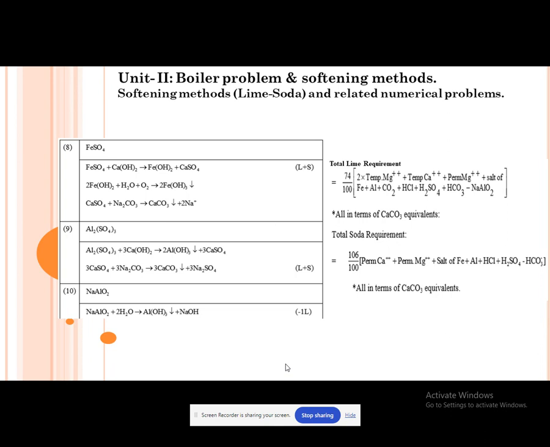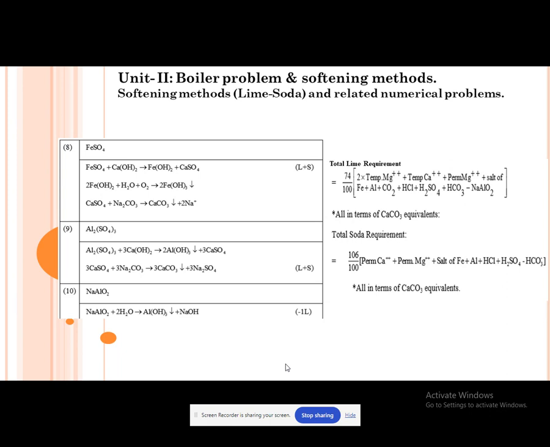So with the help of these ten chemical reactions, we are able to frame two basic formulas which are required for lime and soda requirement numerical problems. The total lime requirement is 74 upon 100. 74 here is the molecular weight of Ca(OH)2, 100 is the molecular weight of CaCO3. Then 2 into temporary magnesium, as per the chemical reaction, temporary calcium, permanent magnesium, salts of iron, aluminum, carbon dioxide, HCl, H2SO4, HCO3 minus, NaAlO2. All the values we should put in terms of CaCO3 equivalent in this formula.